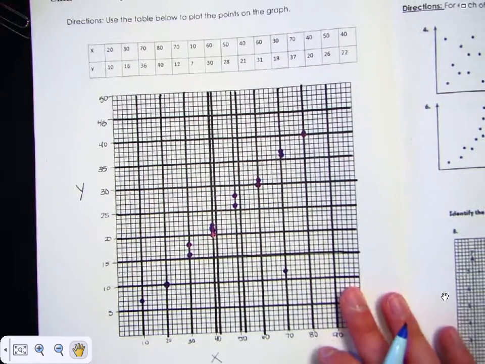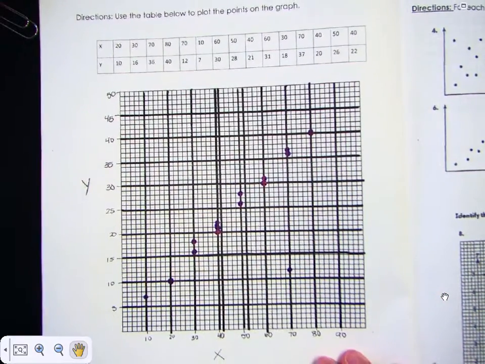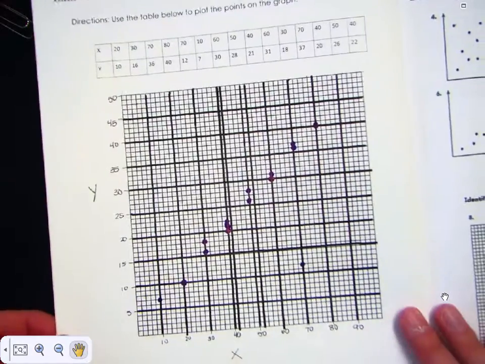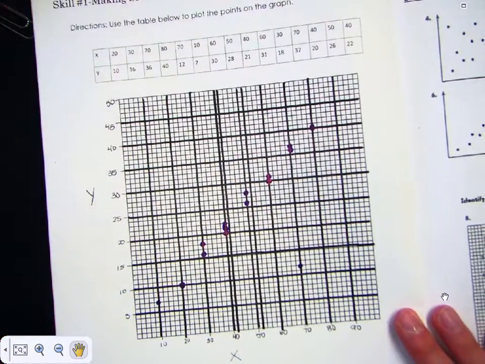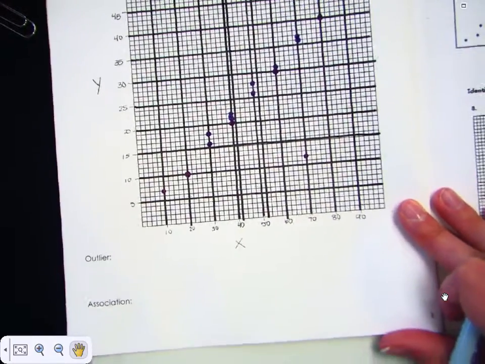Okay, so that's our plot. Notice they're not in a perfectly straight line, they're scattered all over the place. So that's what a scatter plot is. It's not going to be perfect, but it's going to be a lot of data points scattered all over the place. So if you go down here, we're going to define what an outlier is and what association means in this context.